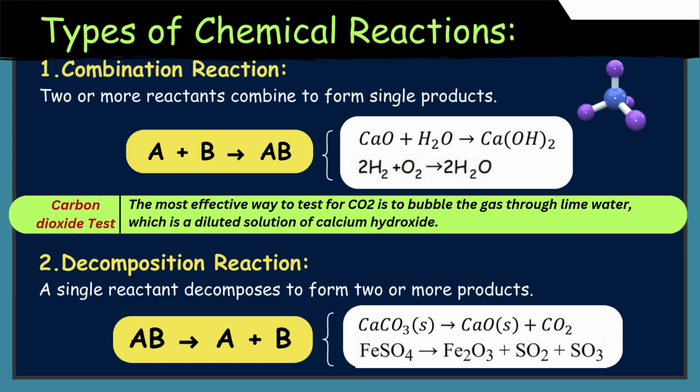Then we have decomposition reactions. This is when one thing breaks down into two or more things. Think of AB becoming A plus B, like calcium carbonate breaking down into calcium oxide and carbon dioxide, or iron sulfate breaking down into other things.